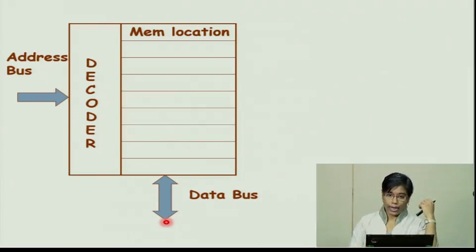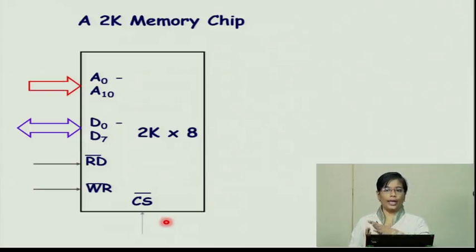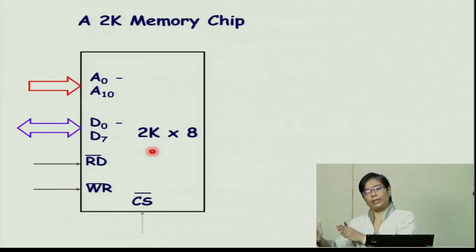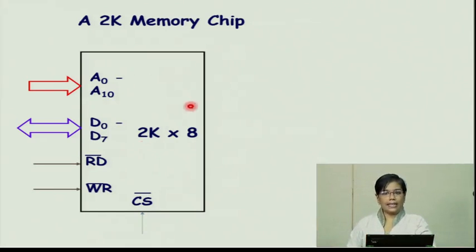Now when we are talking about a normal 2K memory chip, when we say it is 2K, we also say it is 2K into 8, meaning that there are 2K memory locations and every memory location can store 8 bits of data. So this is called a byte organized memory chip. Every location can store 8 bits of data. There are totally 2K locations. The size of this memory chip is 2 kilobytes.